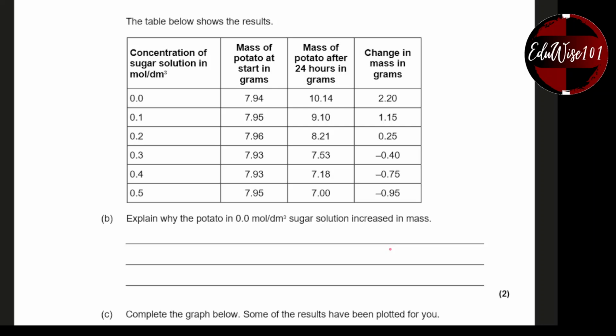The table below shows the results. So you have different concentrations of sugar solutions from 0.0 to 0.5. This is called mole per dm cube. The starting mass is given in this column, and the end mass after 24 hours is given in this column. And you can see the change in mass. In the first 3, the mass has increased. Started at 7.94 and it went up to 10. Right? They're all increasing. Here, the bottom 3, the mass has decreased.